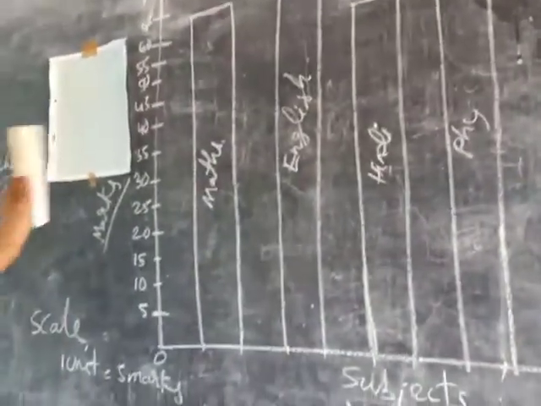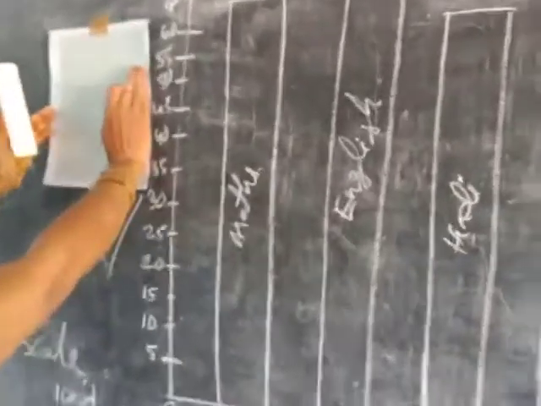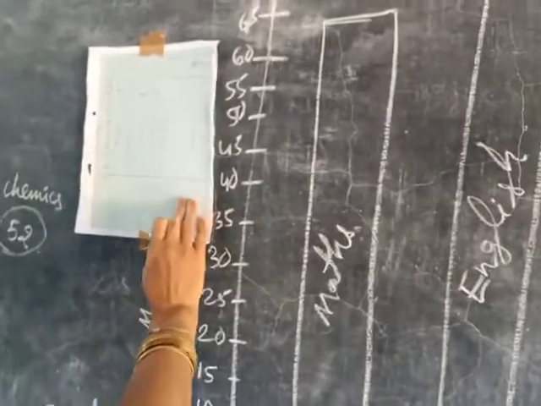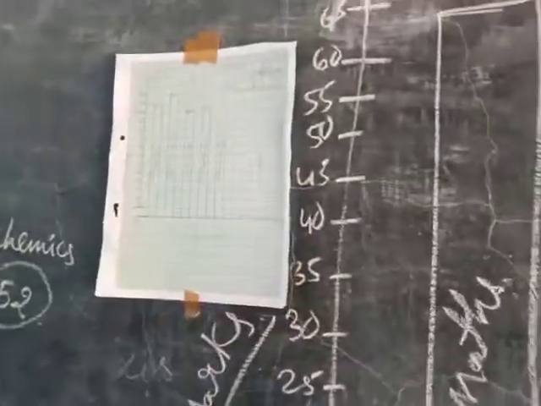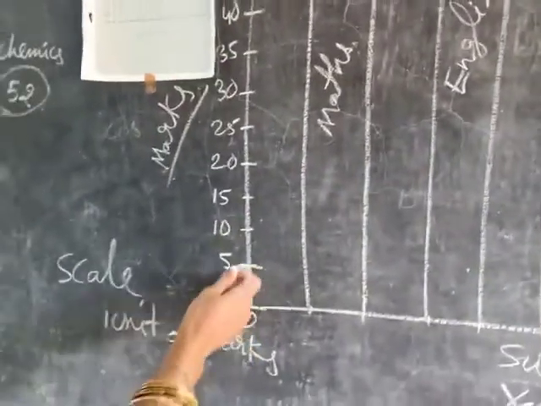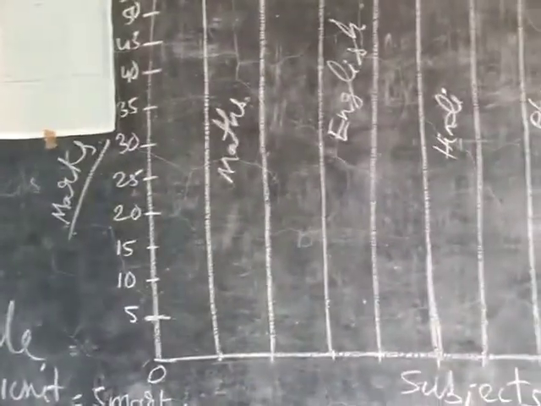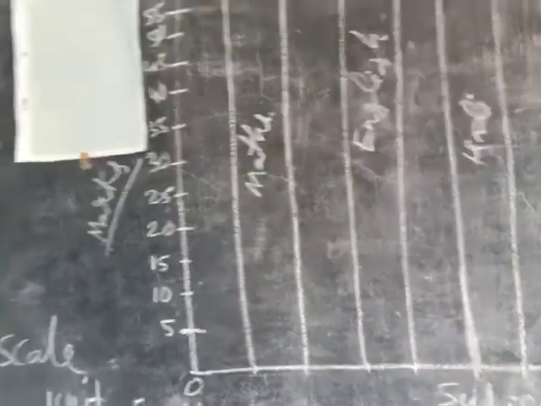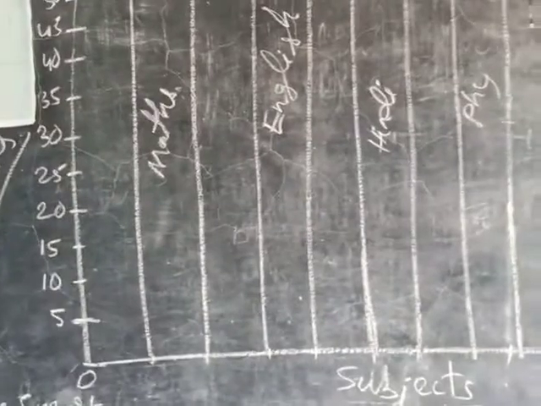Do you understand? You use the graph paper. Graph paper means it is easy to use. You can take 10 also, no problem. According to that, you have to draw the bar graph. Okay? Do you understand? I think you have understood.